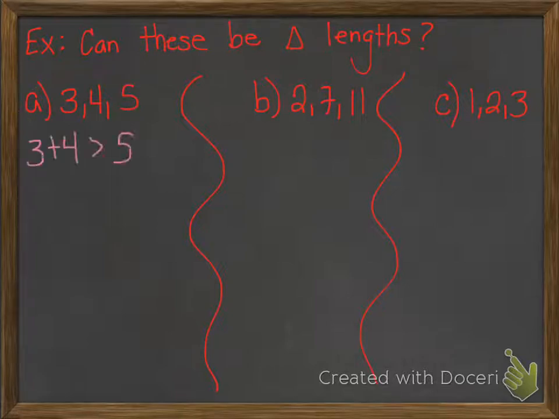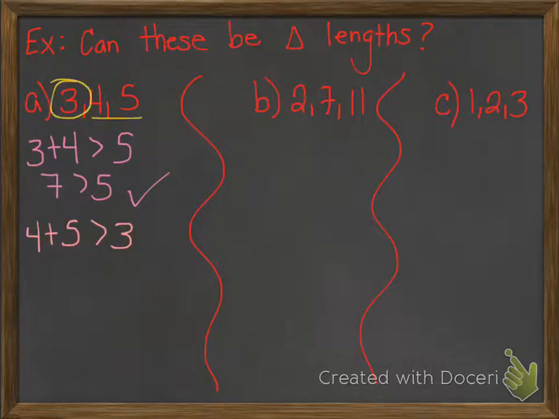Here, my first set is going to be 3 and 4, and I know 3 plus 4 must be bigger than 5. So I'm going to simplify. 7 is bigger than 5, so I know I'm good. Now I'm going to take my other 2 numbers, 4 and 5. I know 4 plus 5 needs to be bigger than 3. So let's simplify and see what happens. 4 plus 5 is 9. 9 is bigger than 3, so we're good.